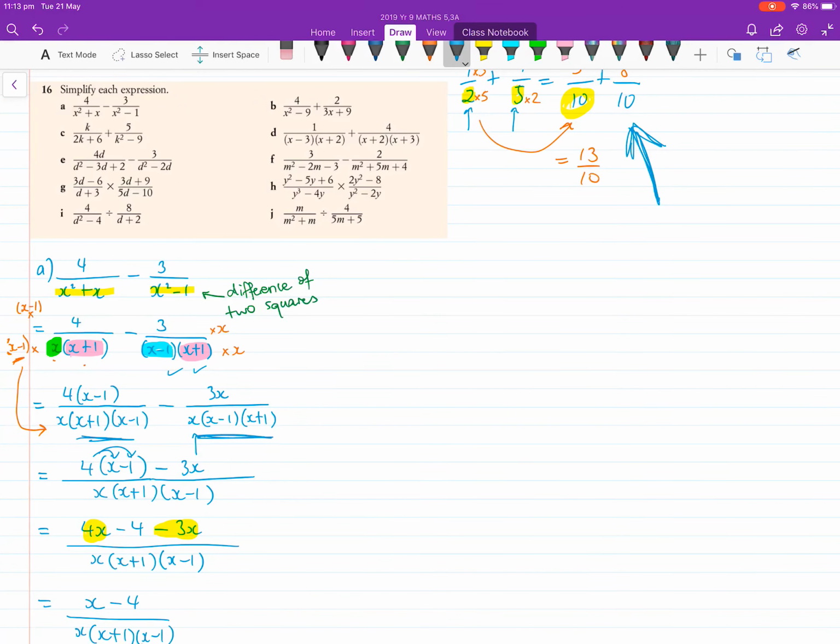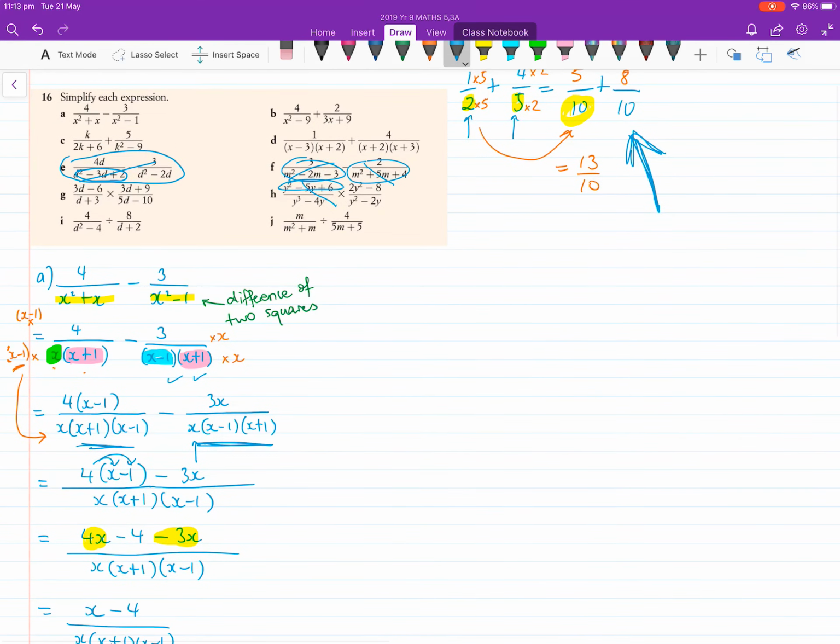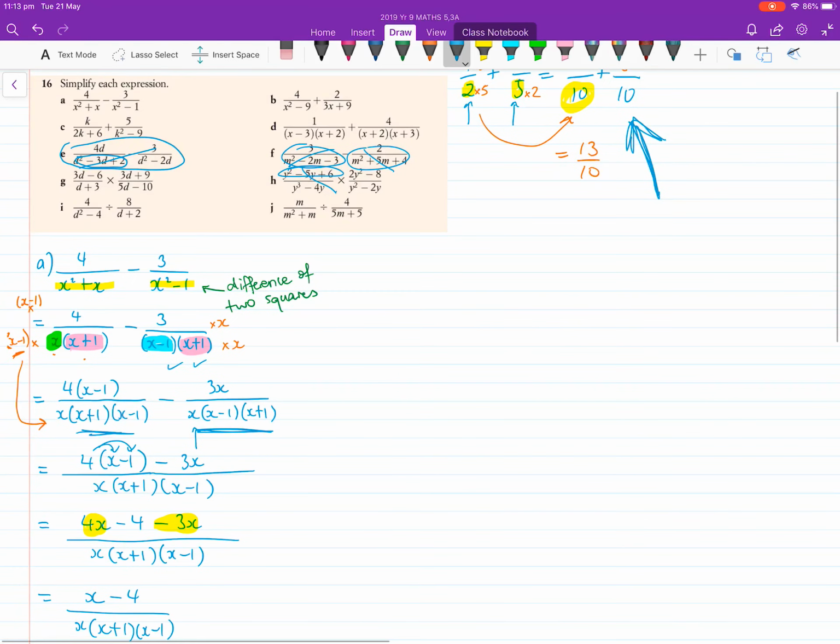Now, ones like this will not be in your test because it's got the trinomial here down the bottom. So don't worry about that one. Don't worry about these ones because I'm not doing the trinomial ones with you. So it's none of those questions. But you should be able to do the other ones, okay?